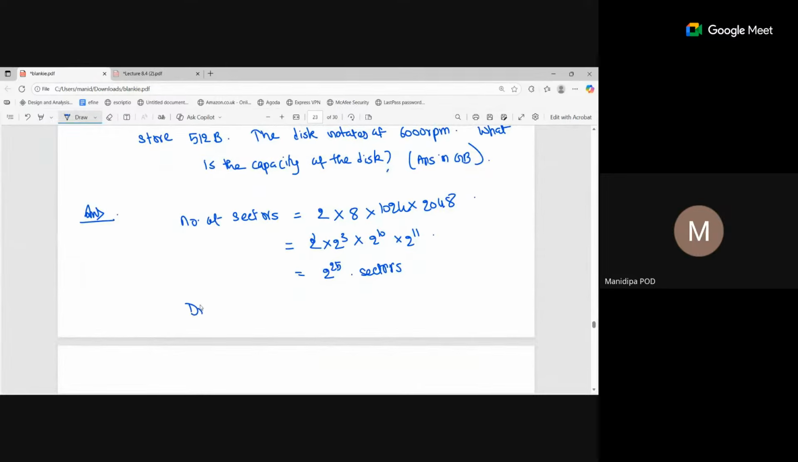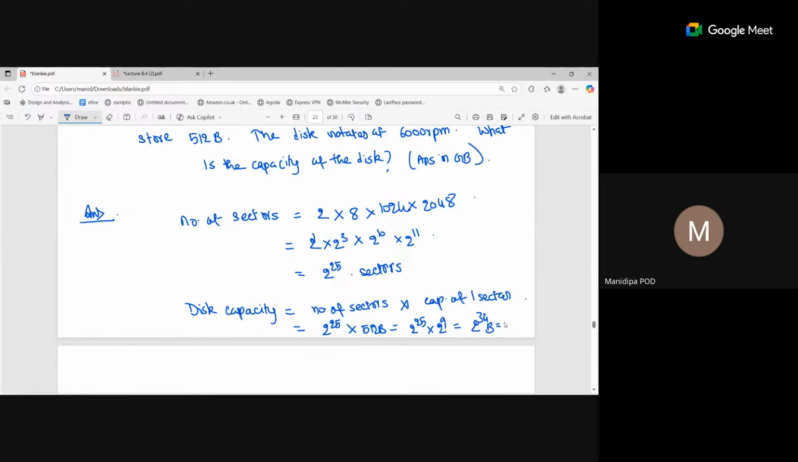Now we need disk capacity. Disk capacity is number of sectors into capacity of one sector. So you have 2 power 25 sectors. Capacity of one sector is 512 bytes. 512 bytes, how much is it in powers of 2? 2 power 9. So this together is 2 power 34 bytes.